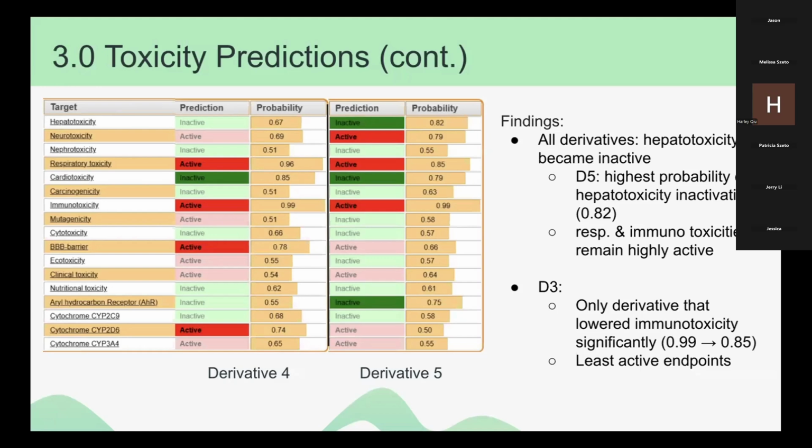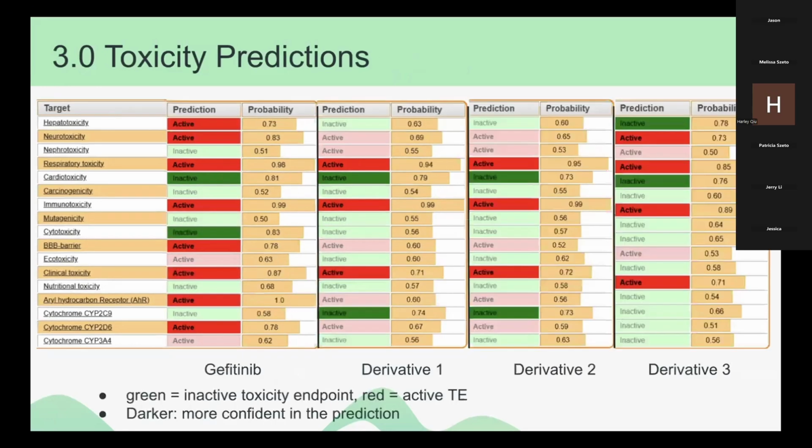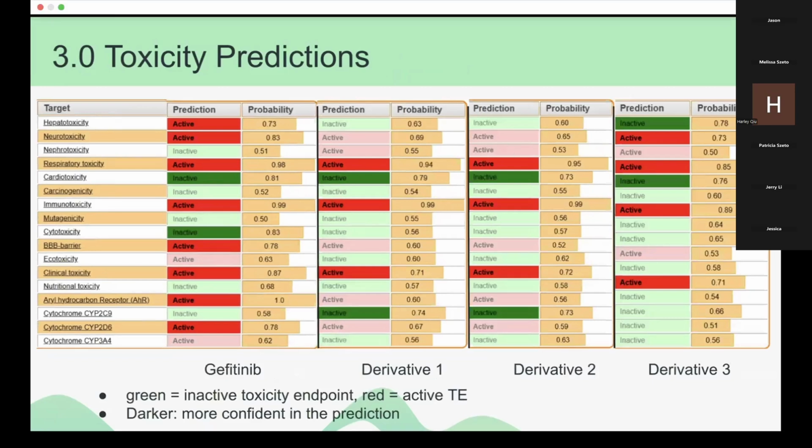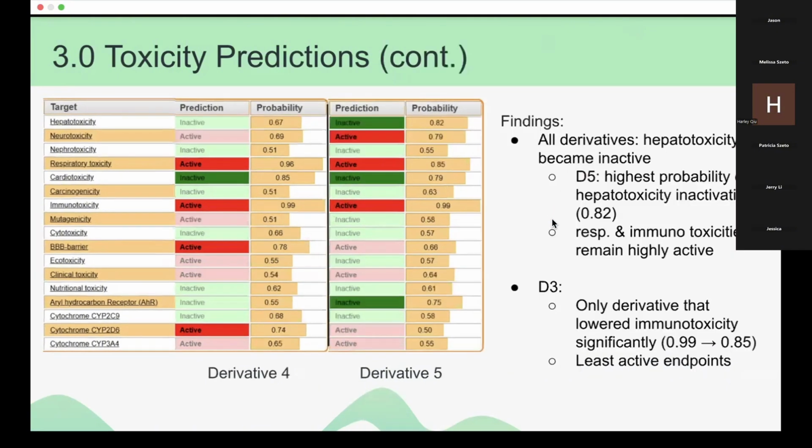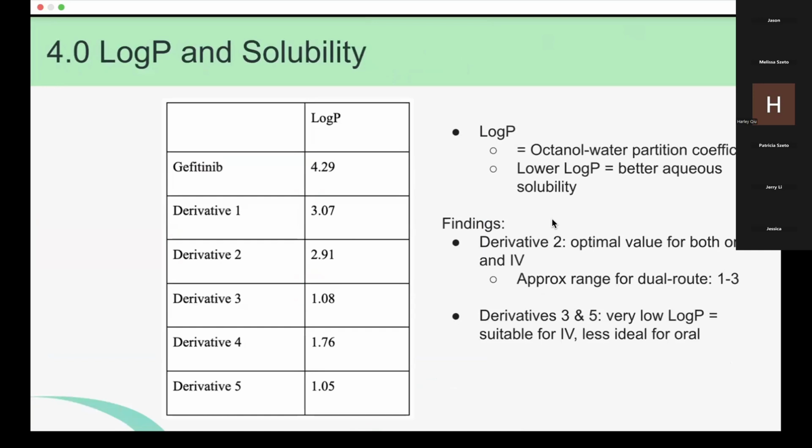And D3 was the only one that significantly lowered immunotoxicity from 0.99 to 0.89, making it the least toxic overall. Then I looked at log P values.